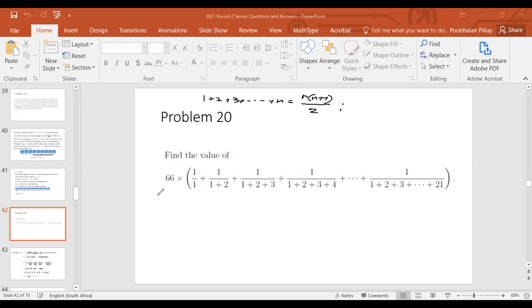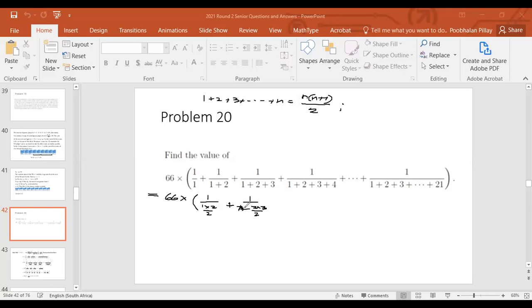So what happens here is you have 66 times. 1 over 1 is already easy, but I just want to get the formula right. It's 1 over 1 times 2 over 2. That's your 1 there, right? And now this is 1 over 2 times 3 over 2.